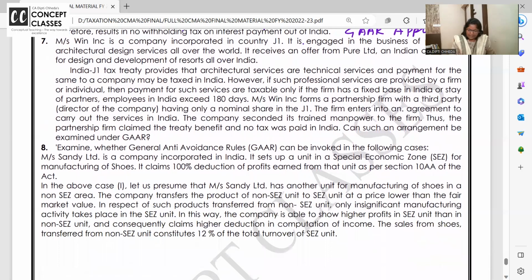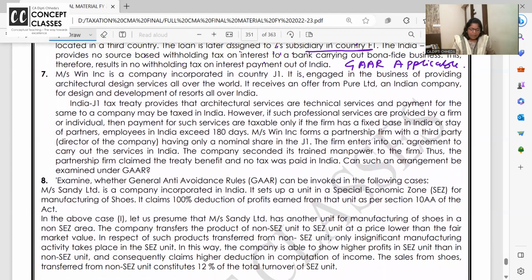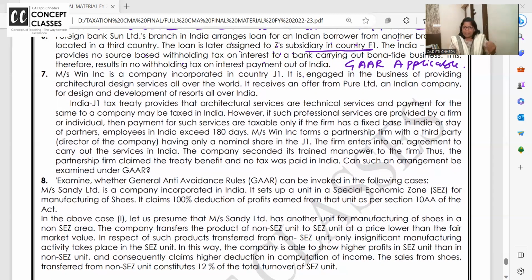चलो, next last one, second last one, Winking. आप वापस से पढ़ना क्वेश्चन घर में, और कोई डाउट है तो पूछना. Winking is an Indian company incorporated in J1. It is engaged in business of providing architectural design services all over the world. It receives an offer from Pure Limited, an Indian company, for designing and development of resorts all over India. ठीक है? Now India and J1.